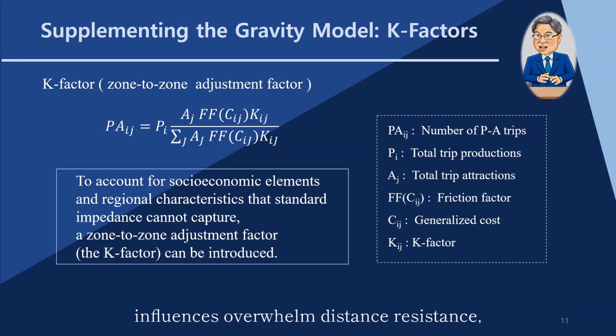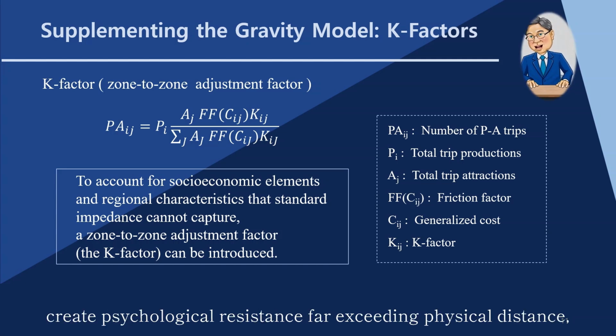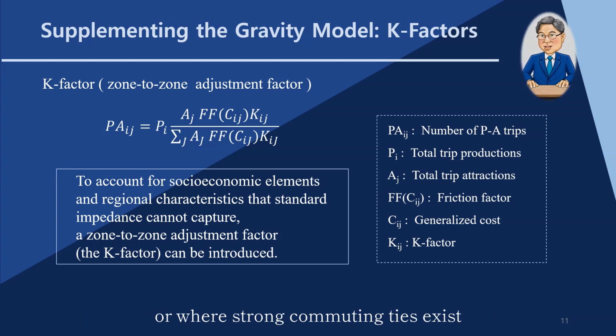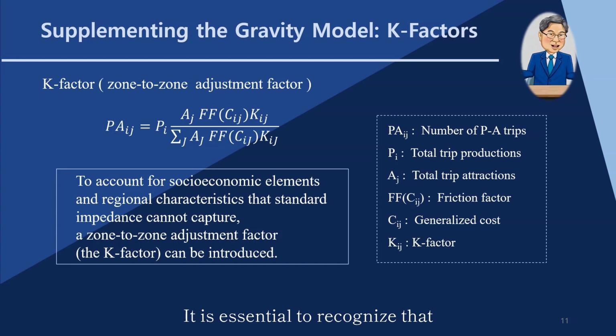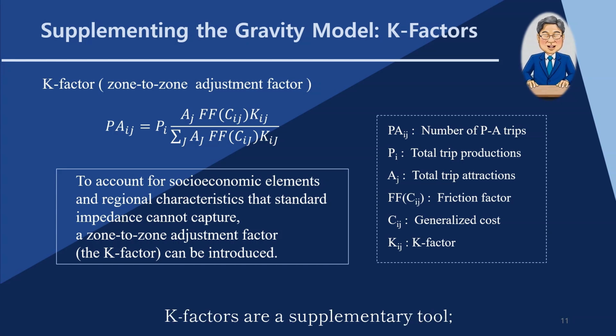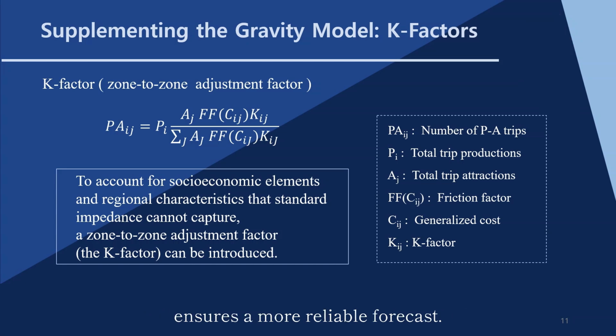Therefore, K-factors are generally used restrictively, such as in major city centers, where powerful socioeconomic influences overwhelm distance resistance, where geographical barriers like rivers or mountains create psychological resistance far exceeding physical distance, or where strong commuting ties exist between specific employment hubs and residential areas. It is essential to recognize that K-factors are a supplementary tool. Applying them only to areas with distinct, long-term regional characteristics ensures a more reliable forecast.